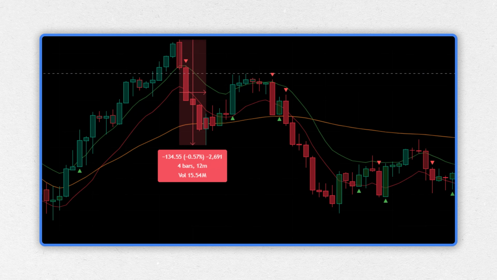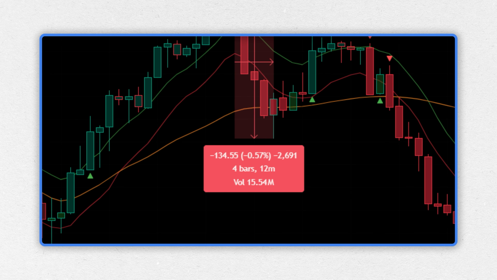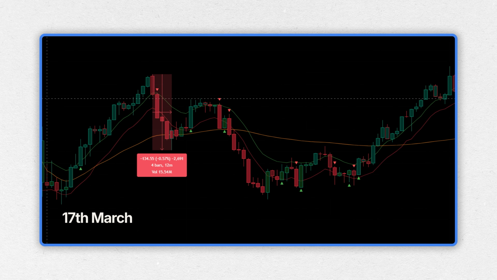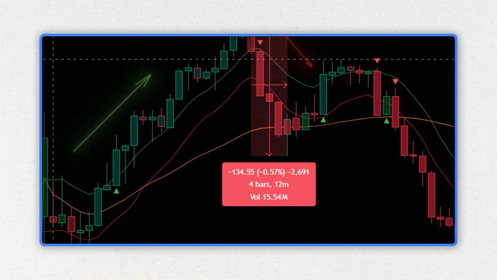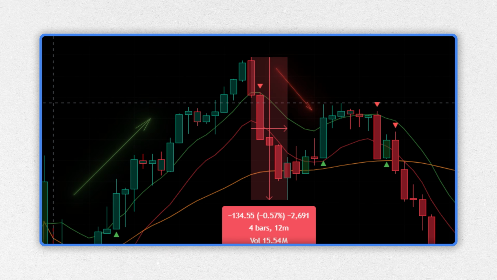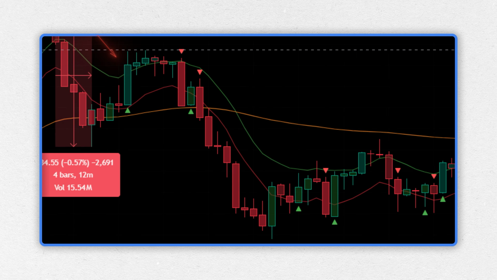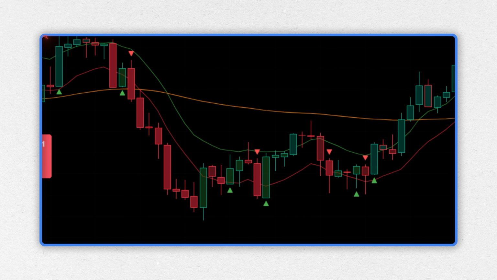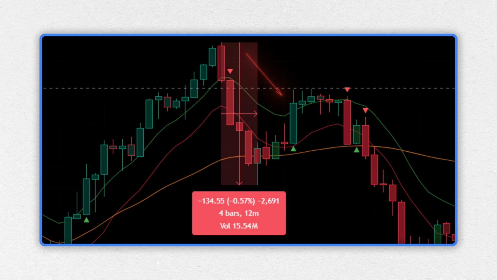Again, take the example of 17th of March. In that case, the pullback was relatively deeper. But this is not a setup you want to keep trying multiple times. It tends to work best on the first pullback after the initial trend. After that, the reliability starts to fall. As you can see, on 17th of March, the first pullback was deep and it failed, and that happens too. Later in the day, the market did resume the uptrend, but the first pullback remains one of the cleaner and more dependable setups.